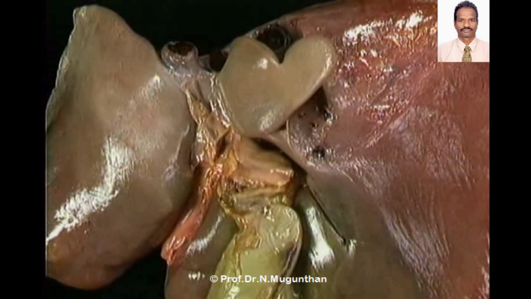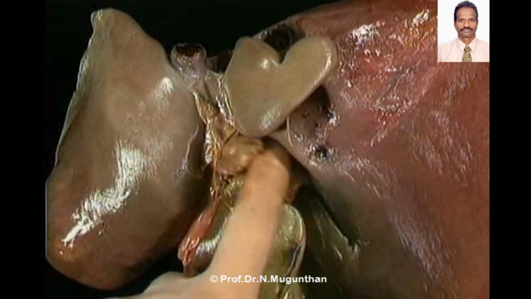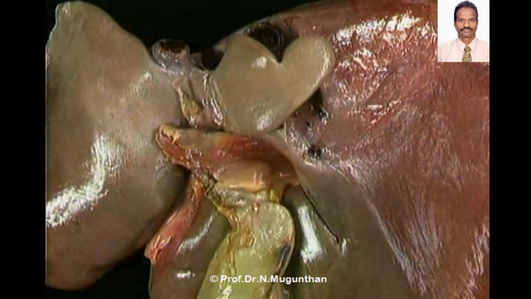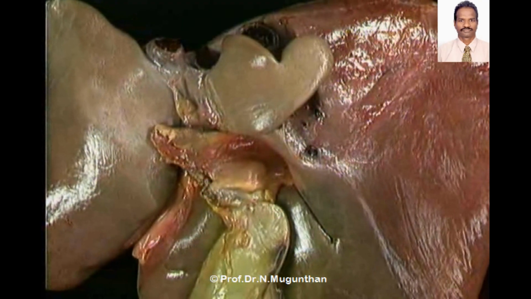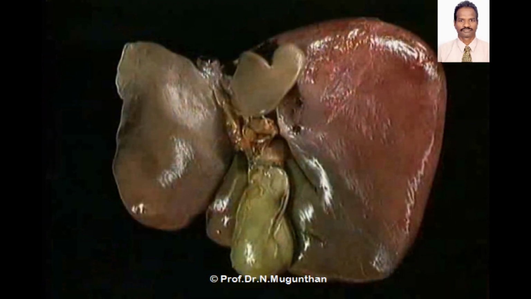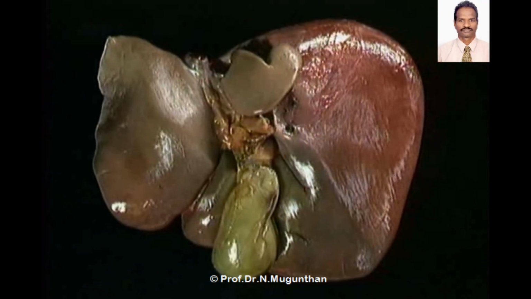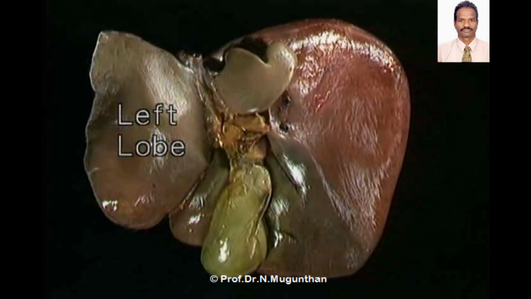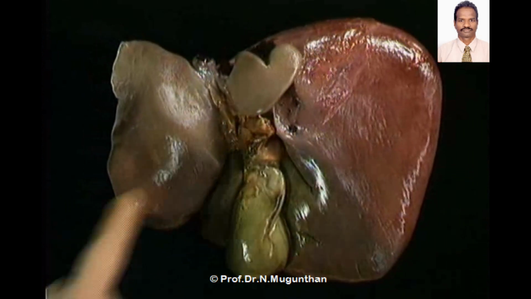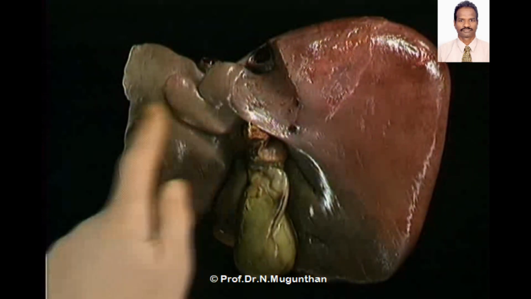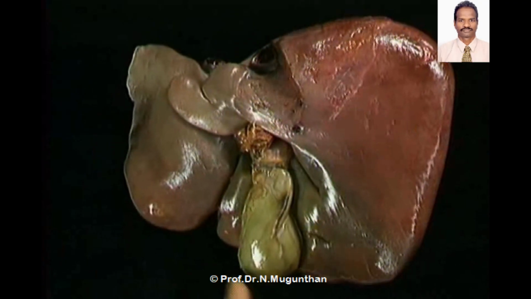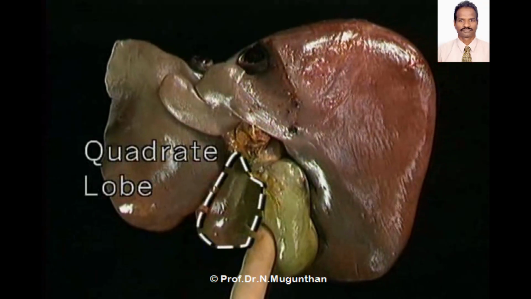So together the groove for the ligamentum venosum, the fissure for the ligamentum teres, and the falciform ligament divide the liver into right and left lobes anatomically. That is the left lobe of the liver. On the right side, the right lobe of the liver. So that is the groove. The deep one is the groove for the IVC. That's the right lobe of the liver.